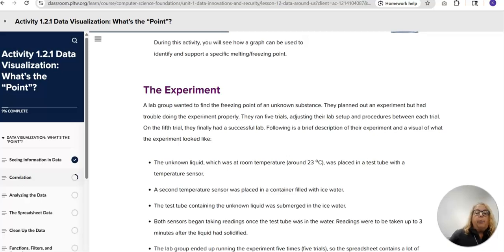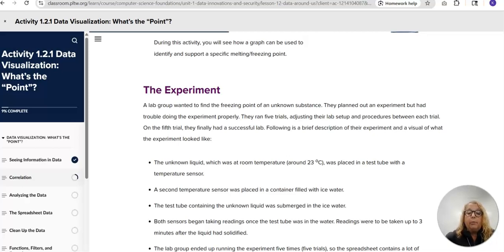A lab group wanted to find the freezing point of an unknown substance. They planned out an experiment but had trouble doing the experiment properly. They ran 5 trials, adjusting their lab setup and procedures between each trial. On the 5th trial, they finally had a successful lab. Following is a brief description of their experiment and a visual of what the experiment looked like.